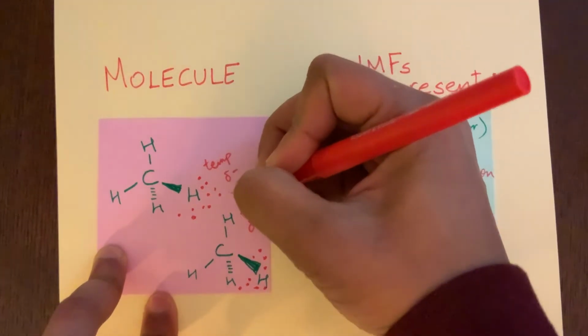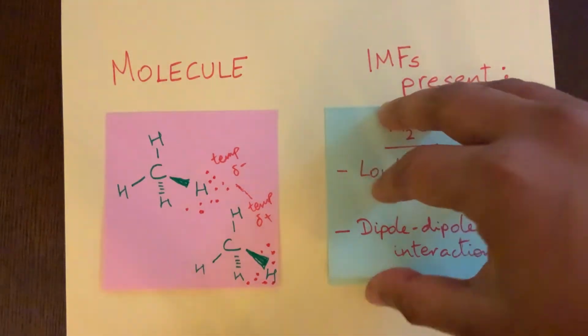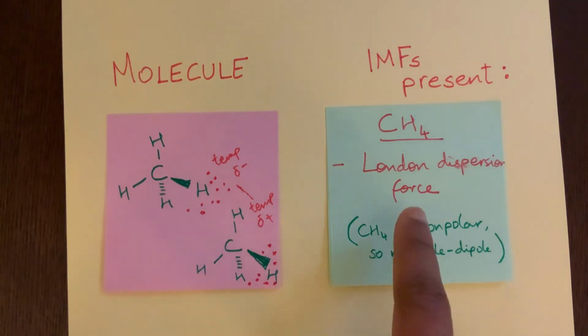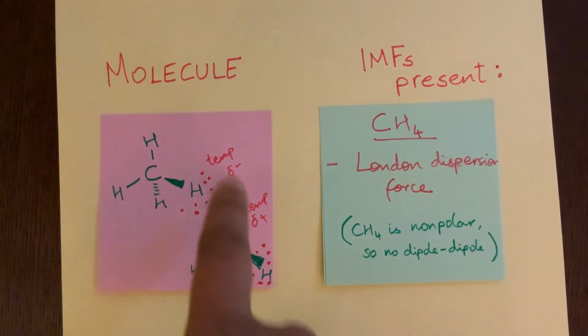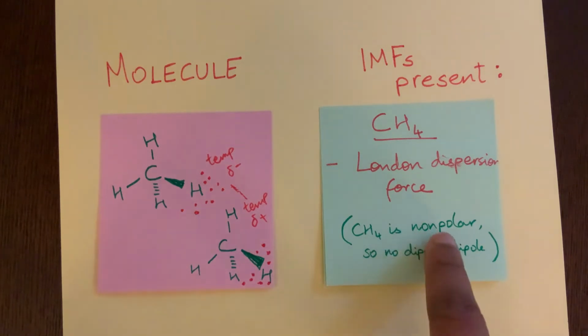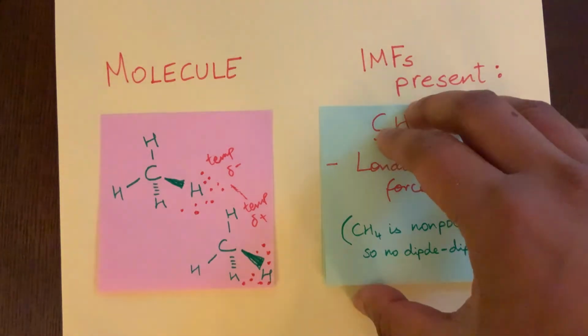and these two can attract themselves for a little while. As long as they exist, they can attract themselves. So if we look at CH4 methane and we look at what IMFs are present, we notice that it's only London dispersion forces because we're relying on those electrons moving like planets and aggregating to one side or another. And so since CH4 is nonpolar, it cannot have dipole-dipole, so it has to be London dispersion forces.